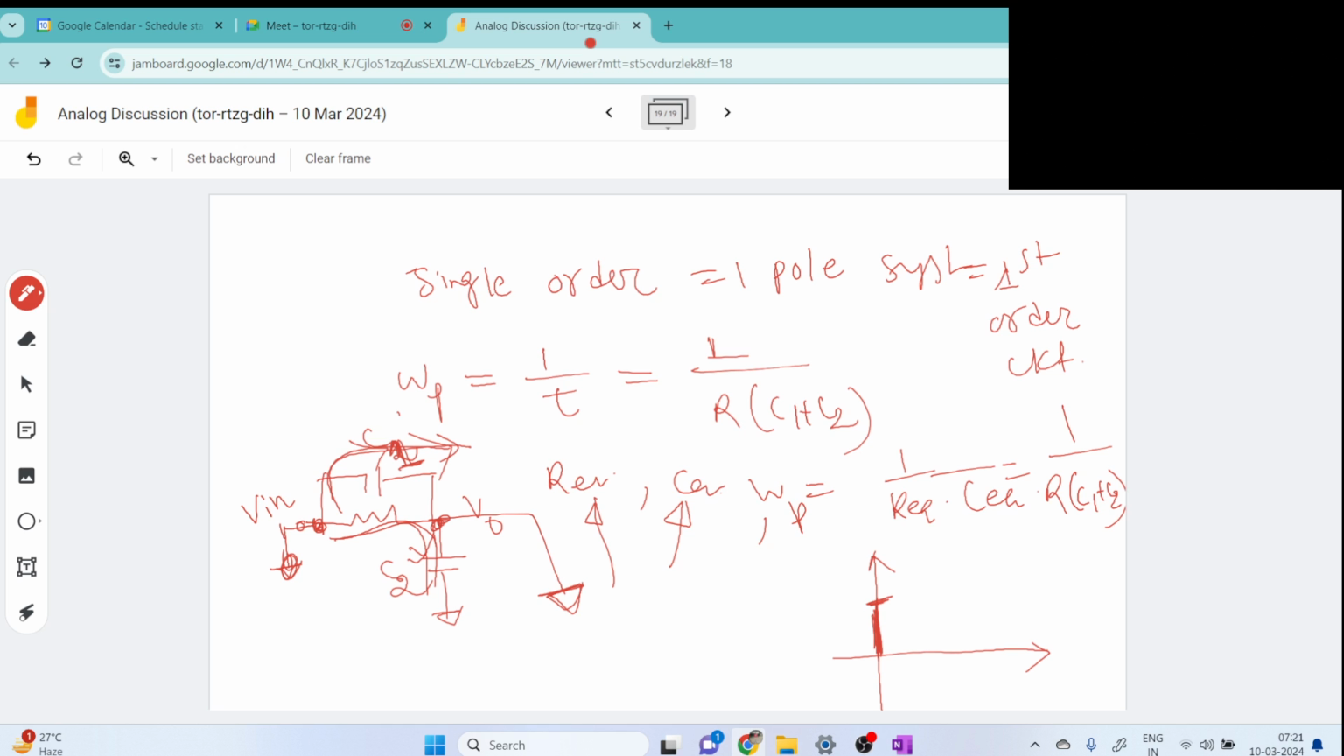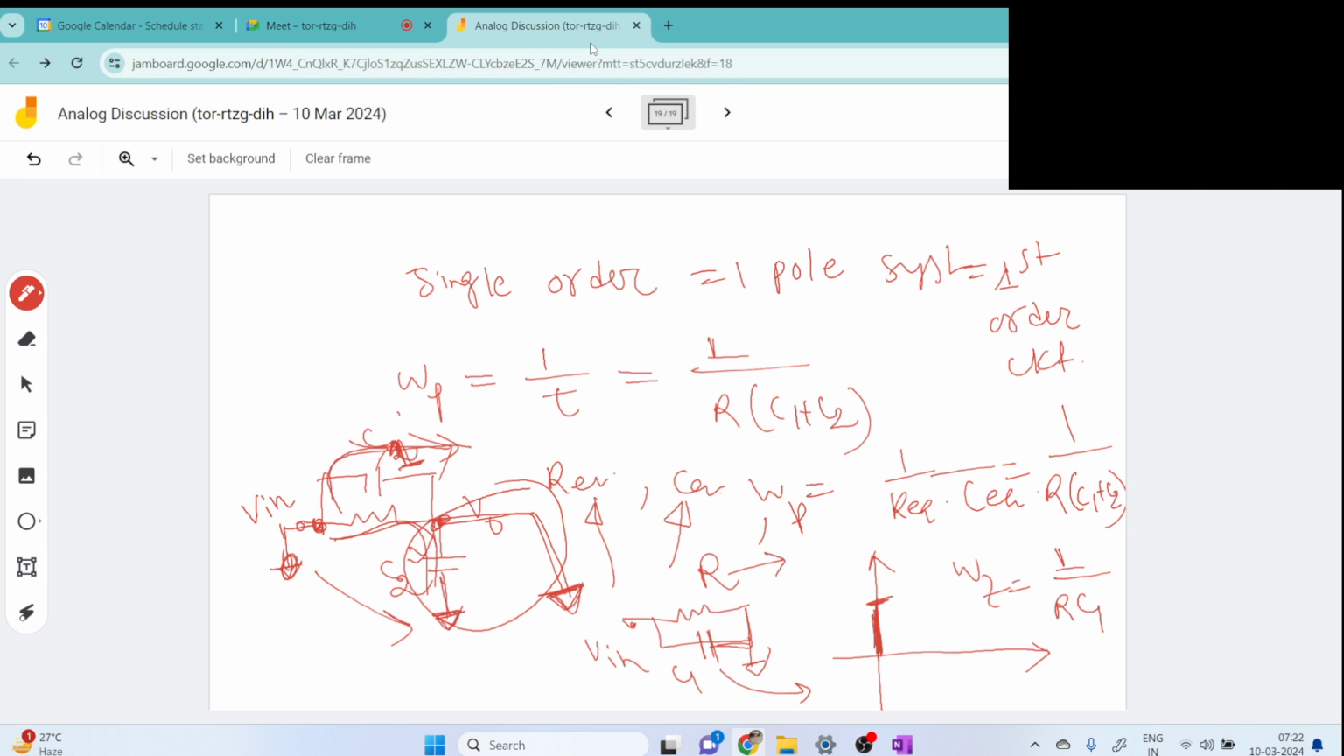So we can see that for this C2, one terminal is grounded in this fashion and another is grounded in this fashion. So C2 is out of the picture. If we redraw the circuit, it will look like this. This is our V. Then what is the equivalent capacitance here? C1 itself. And what is the resistance here? R itself. So what will be the zero location? 1 by R C1. And another thing you can do for finding zero, go to page number 20.